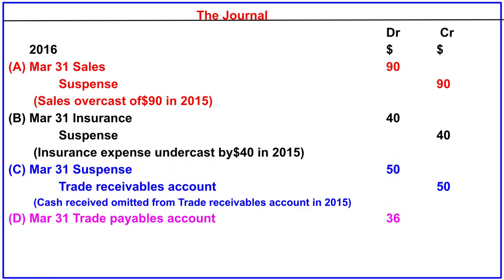Last one, trade payable account debit and credit purchase only, because both were overcasted. Trade payable and purchase account, 36 was the difference. So in order to reduce from the purchase account, it is credited, and to reduce the trade payable account, the payable account is debited.